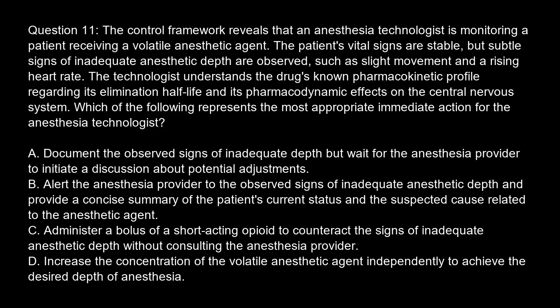Option B. Alert the anesthesia provider to the observed signs of inadequate anesthetic depth and provide a concise summary of the patient's current status and the suspected cause related to the anesthetic agent. Option C. Administer a bolus of a short-acting opioid to counteract the signs of inadequate anesthetic depth without consulting the anesthesia provider. Option D. Increase the concentration of the volatile anesthetic agent independently to achieve the desired depth of anesthesia.